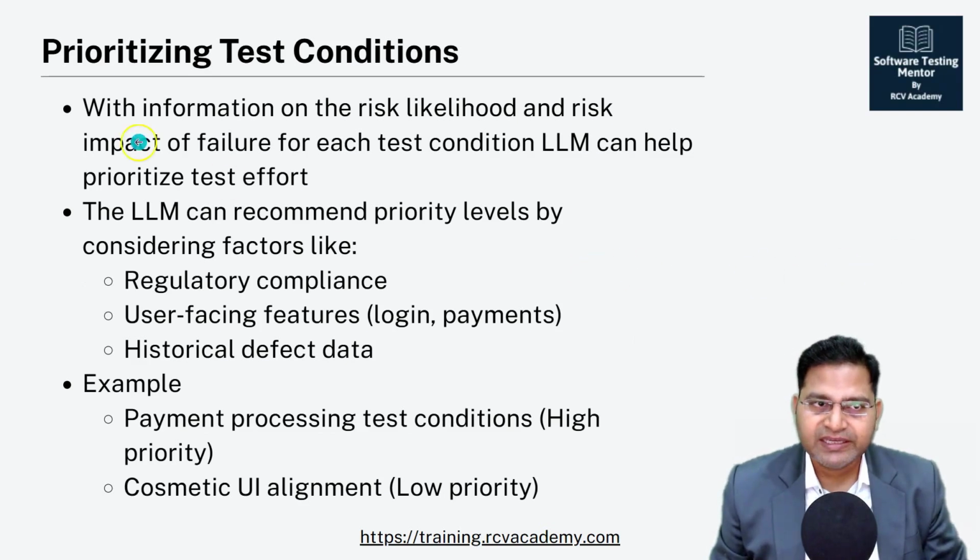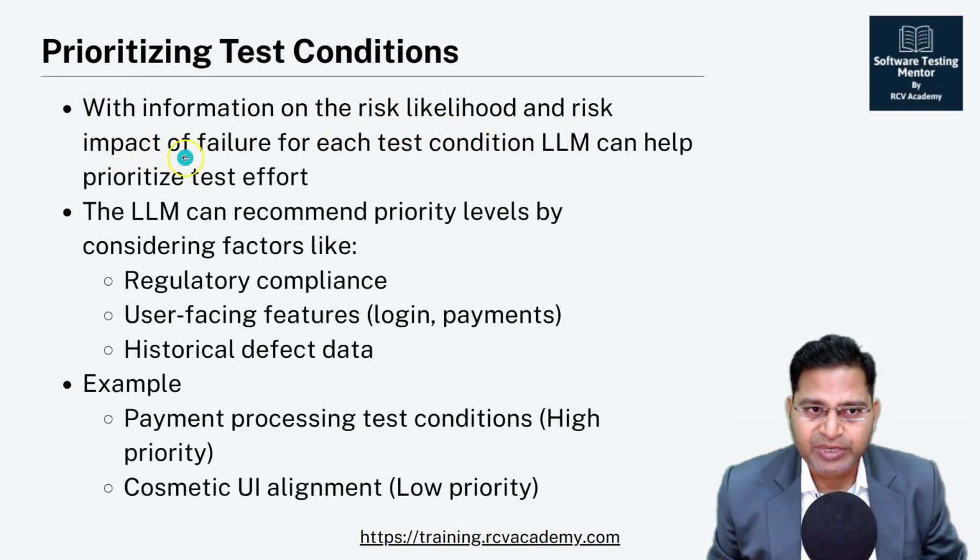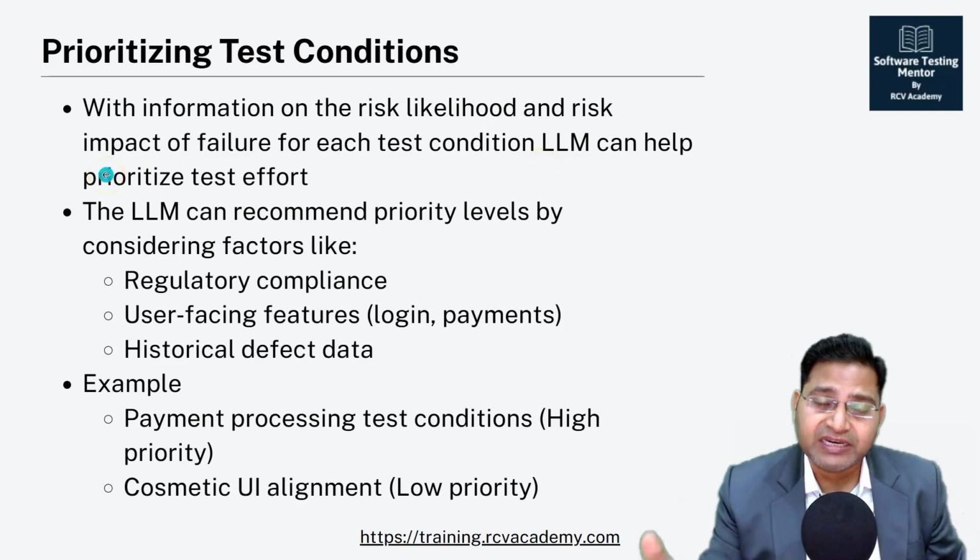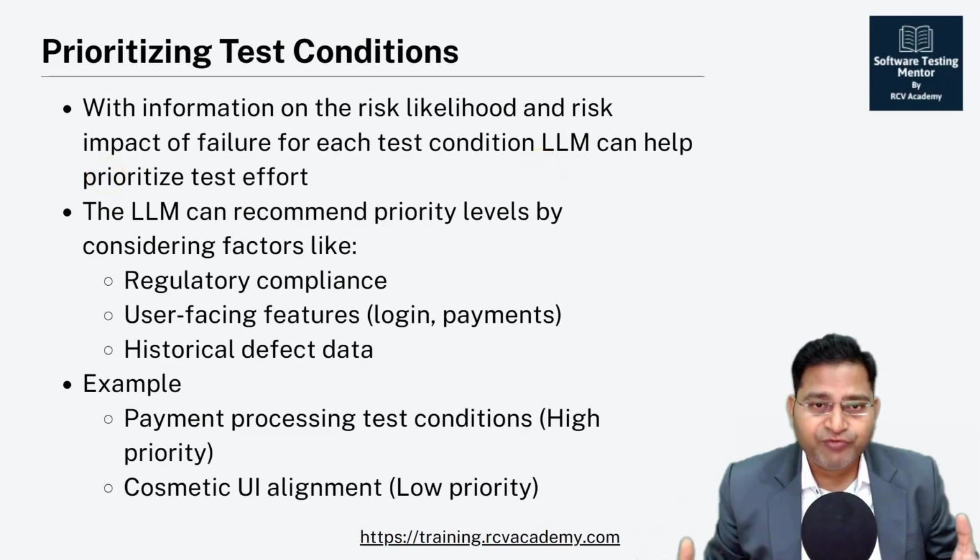Then another use case is to prioritize the test conditions. Say, for example, you have test conditions with information on the risk likelihood and risk impact of failure of each test condition. The LLM can help to prioritize the test effort, which before LLM we were mostly doing manually. So if you have risk likelihood and risk impact associated with each test condition, you simply provide that data as input and the LLM can recommend the priority level by considering various factors.